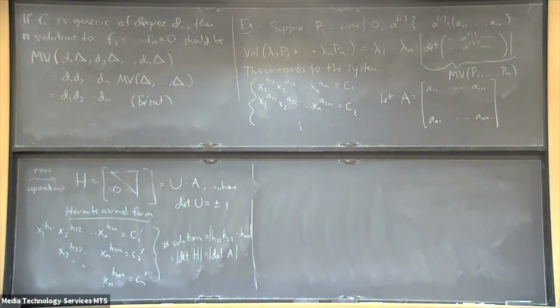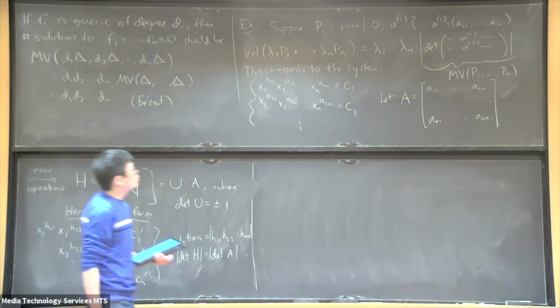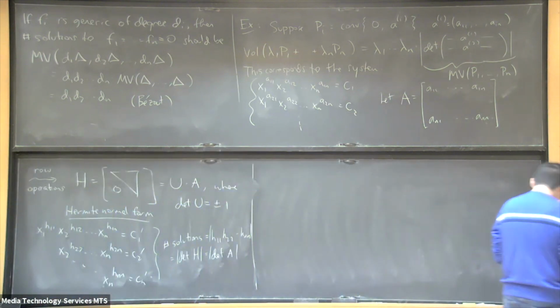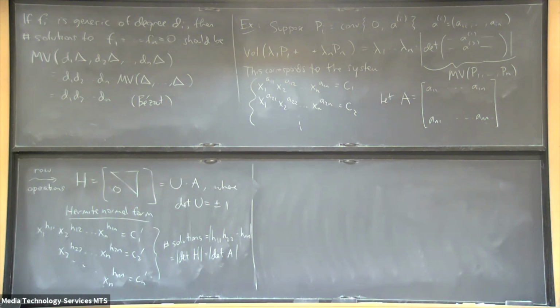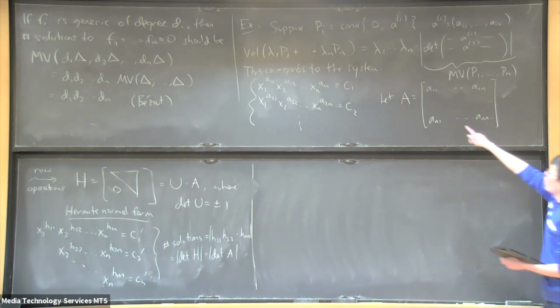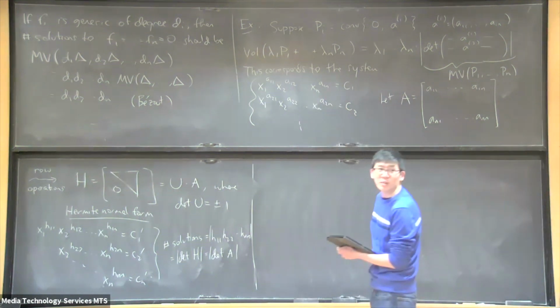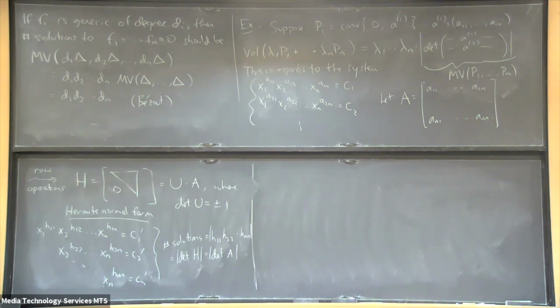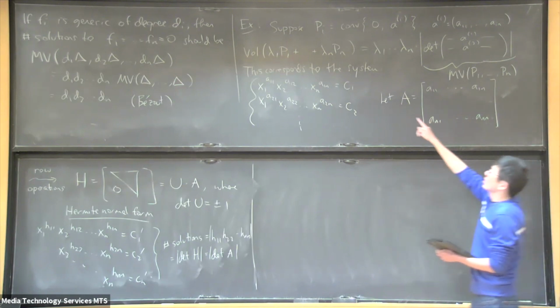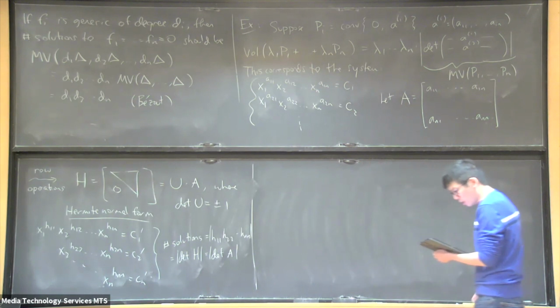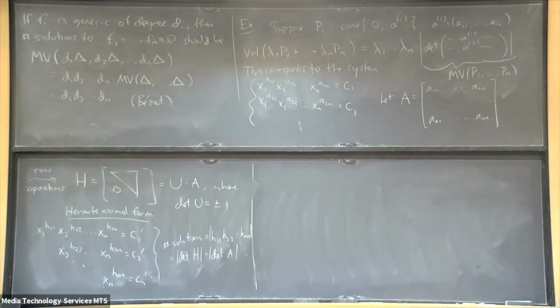So let me say one word about a kind of geometric way of seeing what this mixed volume is, in terms of something called a mixed subdivision. And this will also give an argument as to why this volume of this linear combination of the polytopes is actually a polynomial in these parameters. So one way of seeing this is by constructing something called a mixed subdivision.